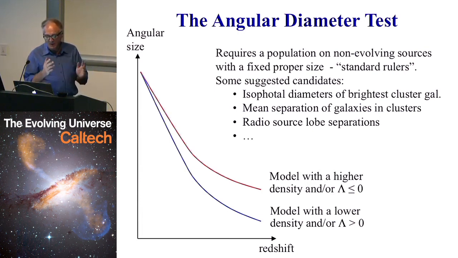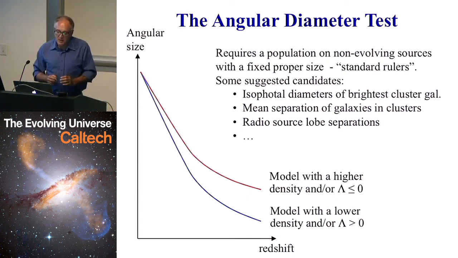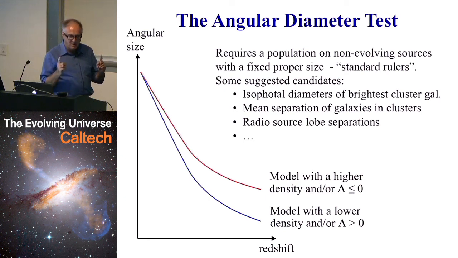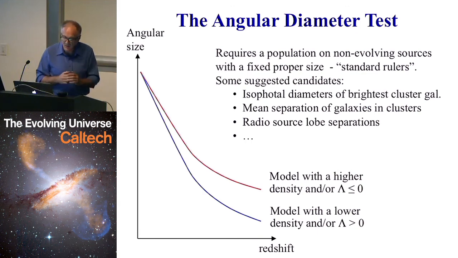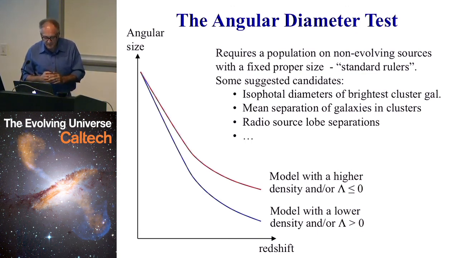And for many years, people tried to do things with, for example, isophotal diameters of galaxies. Same problems as with the Hubble diagram: galaxies evolve, that doesn't work. They tried to use sizes of radio sources, but those blobs are expanding with almost the speed of light, so that's not a good idea for a standard ruler. They tried mean separation of galaxies in clusters, and clusters evolve. So nothing worked.